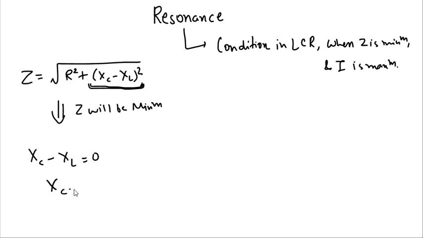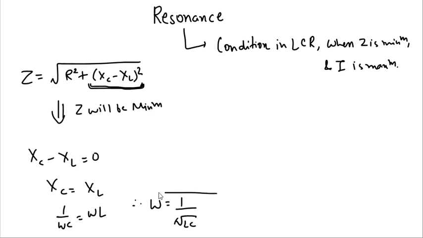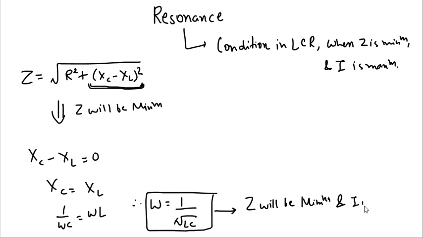So XC will be equal to XL, which means 1 by omega C will be equal to omega L. So omega is 1 upon root LC. If the source frequency is 1 upon root LC, then Z will be minimum.